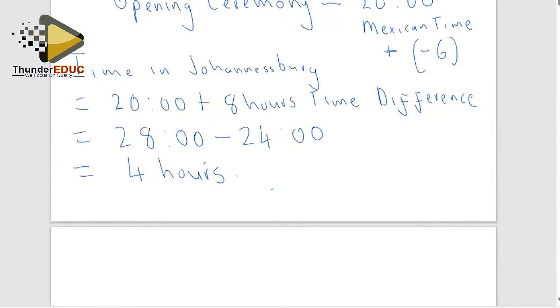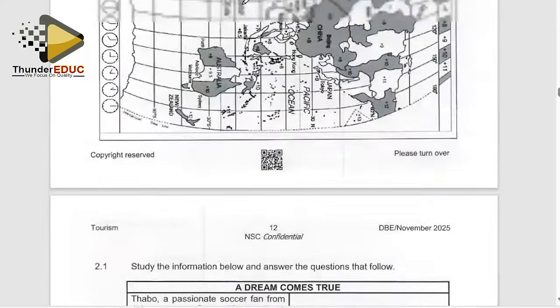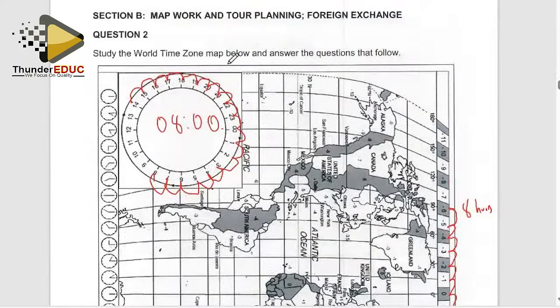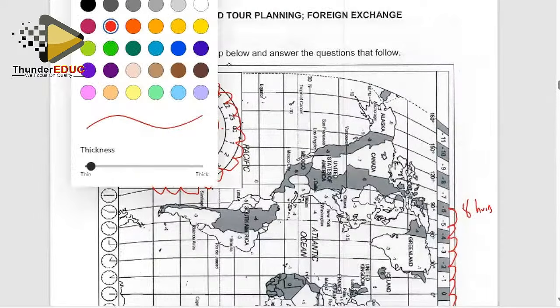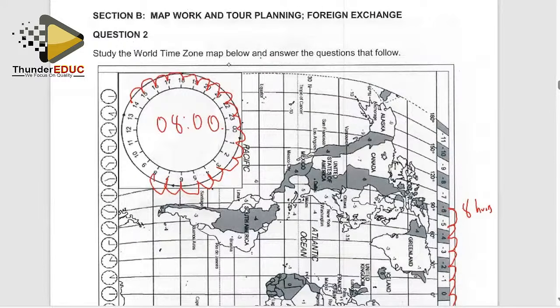So using the clock method, I'm going to take you back to the clock method. We are saying the time is actually 8 o'clock, which is 20, in what? In Mexico. Then we add 8 hours simply because South Africa is ahead. We count like this: 1, 2, 3, 4, 5, 6, 7, 8. So it also takes you to what? 4 a.m.